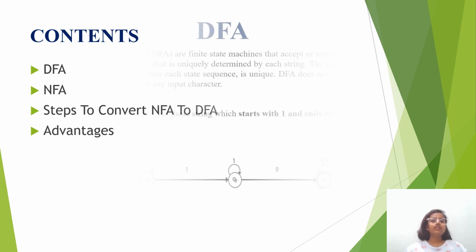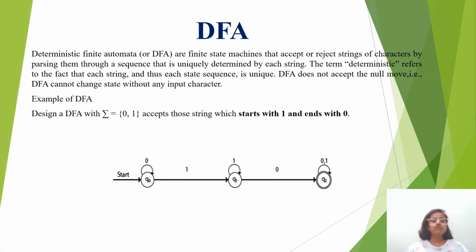First we can see what is DFA. Deterministic finite automata, or a DFA, is a finite state machine that accepts or rejects strings of characters by placing them through a sequence that is uniquely determined by each string. The term deterministic refers to the fact that each string under each state sequence is unique. DFA doesn't accept the null move, that is, DFA cannot change state without any input character.